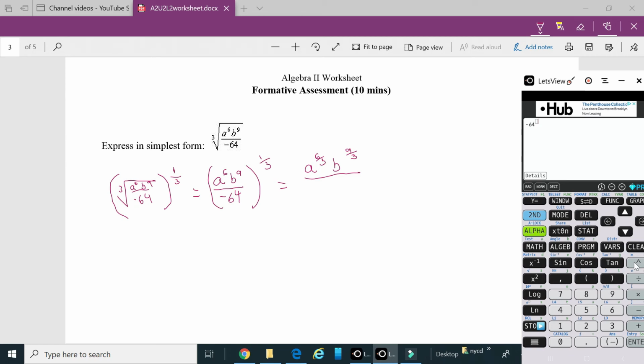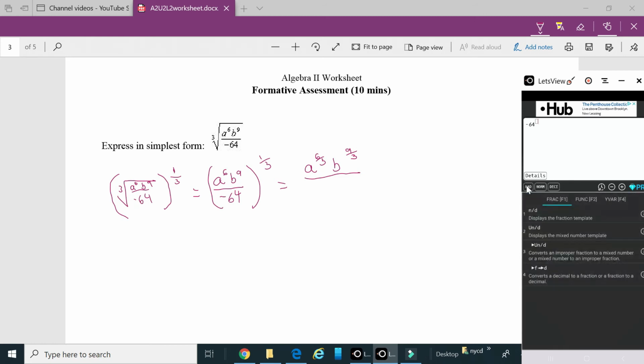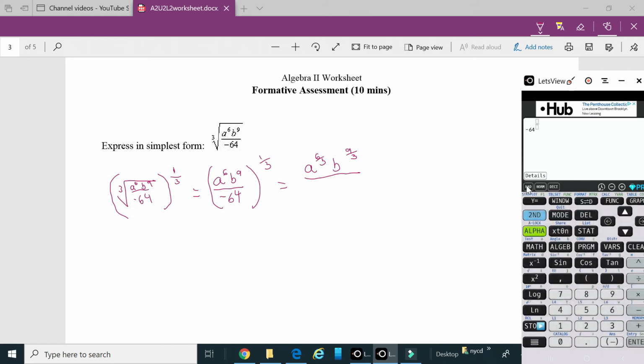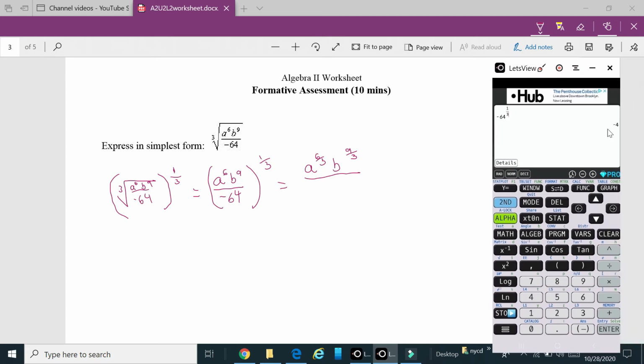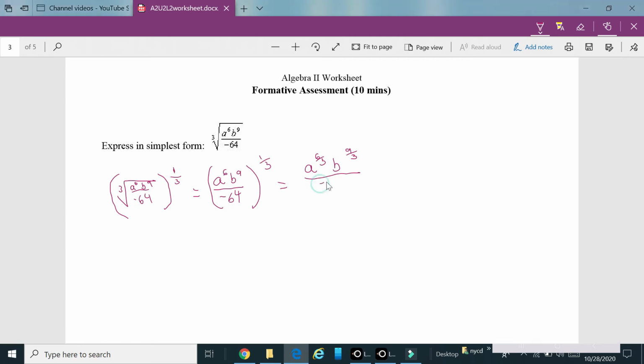And then alpha, which is here. Y equals, which is top right there. Then hit that fraction, the first one. And then I'm going to hit 1 over 3. And then as you can see, actually I don't think you can see it. Move this calculator. It is negative 4. So you're going to have negative 4 here.